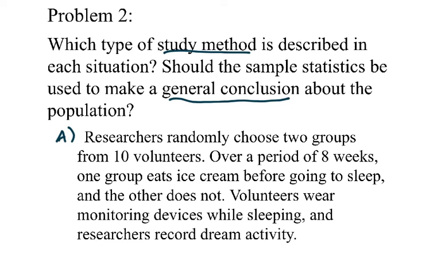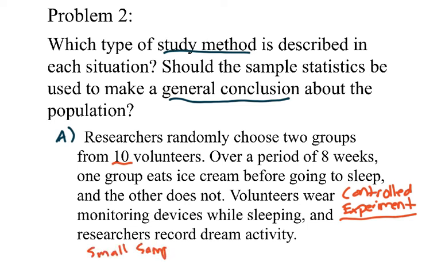So A, researchers randomly choose 2 groups from 10 volunteers. Over a period of 8 weeks, one group eats ice cream before going to sleep and the other does not. Volunteers wear monitoring devices while sleeping, and researchers record dream activity. So first off, this is a controlled experiment. Can we make a general conclusion? We are only looking at 10 volunteers, so 5 in one group and 5 in the other. Because we have such a small sample size, the findings are generally unreliable for a general conclusion.